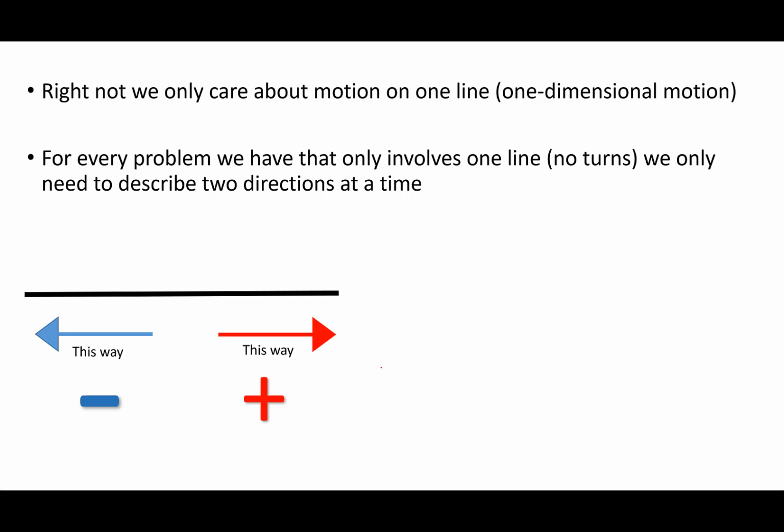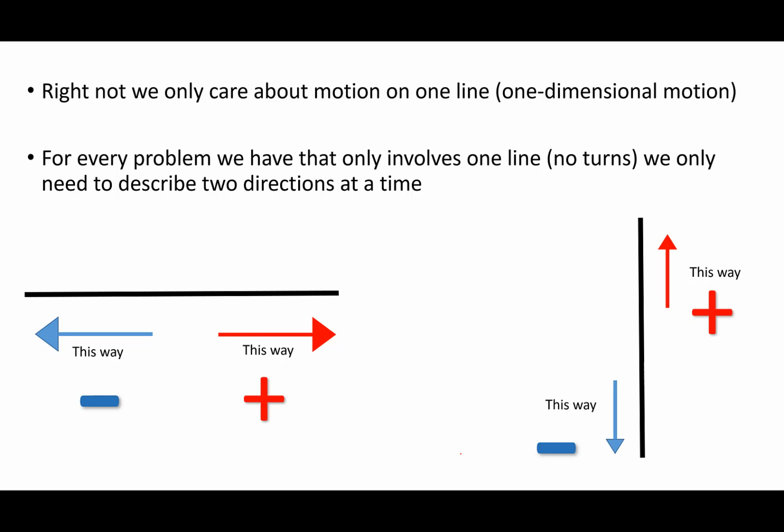And we'll assign one of the directions a positive sign and one of the directions a negative sign. For this kind of line, we have this way and that way. We're going to assign one of them a positive, one of them a negative. If I wanted to, I could also take this line, any slanted line, and basically it only has two directions, right? Only those two directions are part of the line.